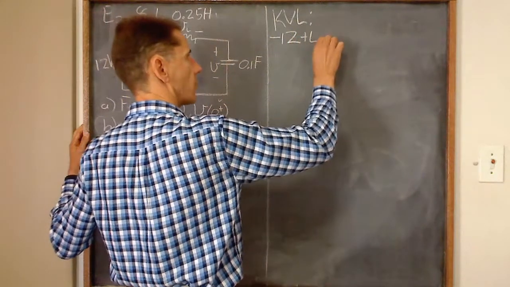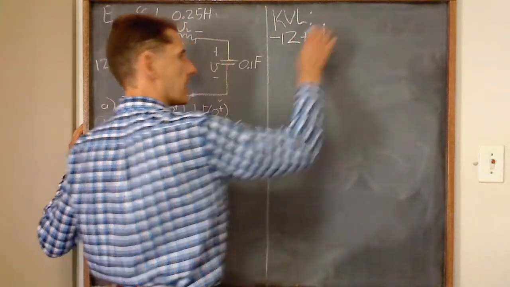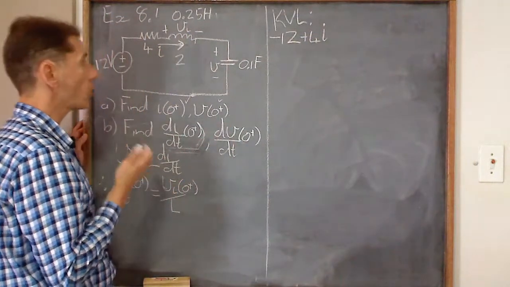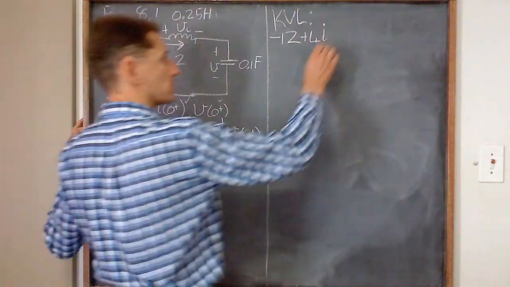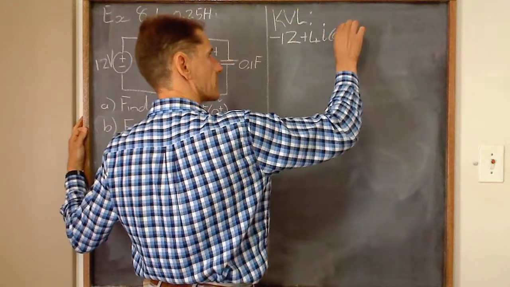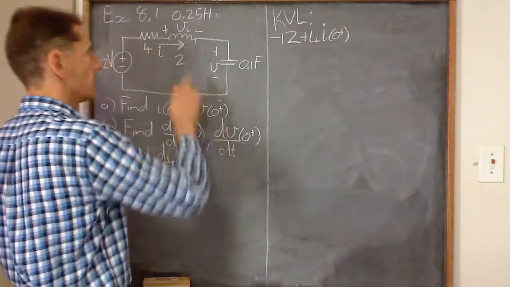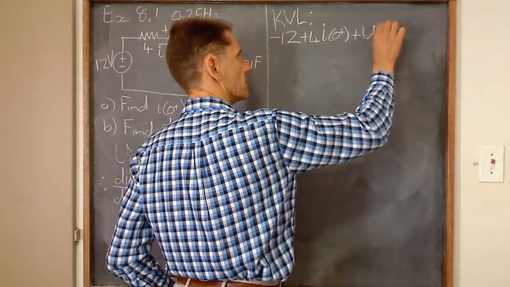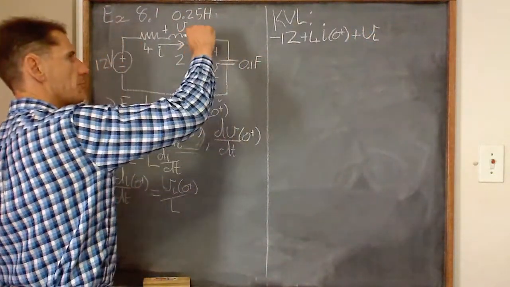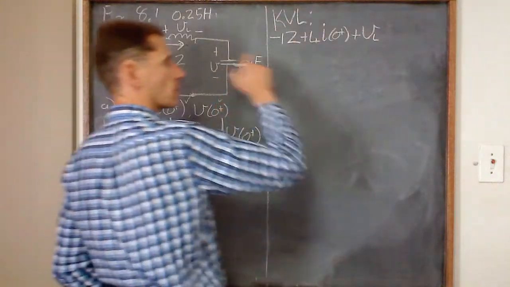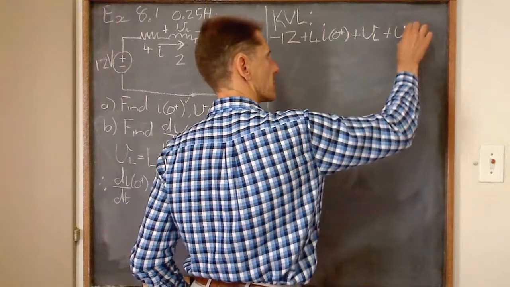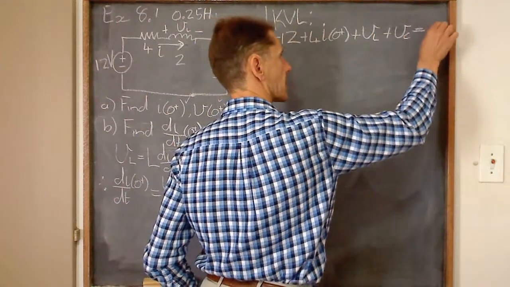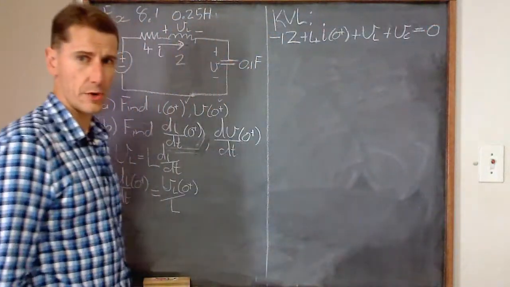So it's plus 4. And then I, what current? Well, we're all working now at time 0 plus. So it's going to be I at time 0 plus, then it's into VL, plus VL. Then we're going to go through the capacitor also entering on the positive terminal. So it's plus VC, and all of this has to equal 0.